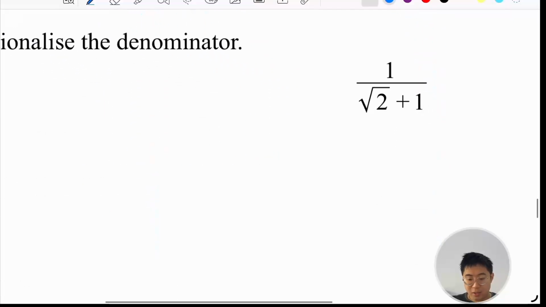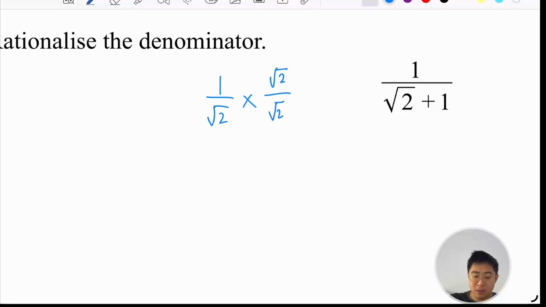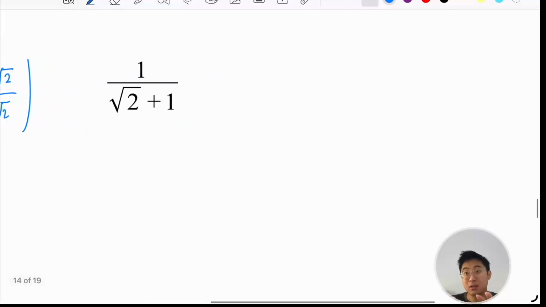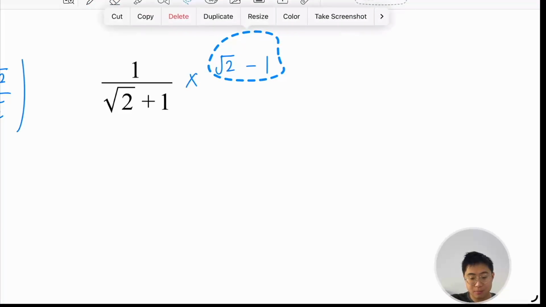Now, next question. Rationalize the denominator. Rationalizing, there's 2 kinds of fractions. One is just this. So when it comes to this case, you just want to times the same thing, top and bottom. Okay, so this is what you want to times. And the second case is like this, like in this question that we're looking at, there's an operation in between. There's a plus or there's a minus. So we'll multiply by the opposite, which is square root 2 minus 1. They use plus 1, we're going to use minus 1 on both top and bottom.